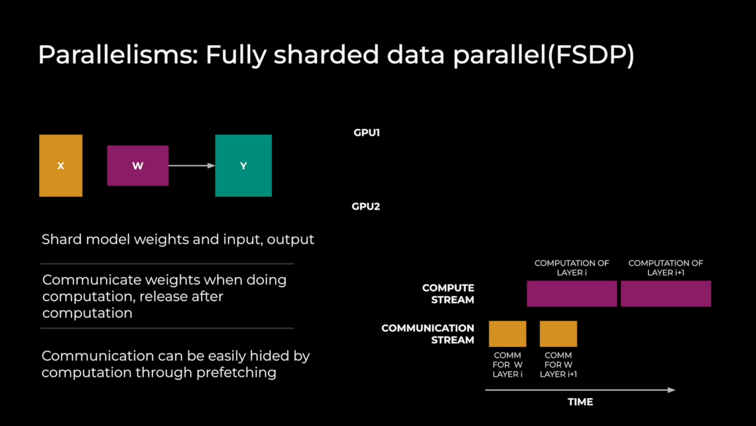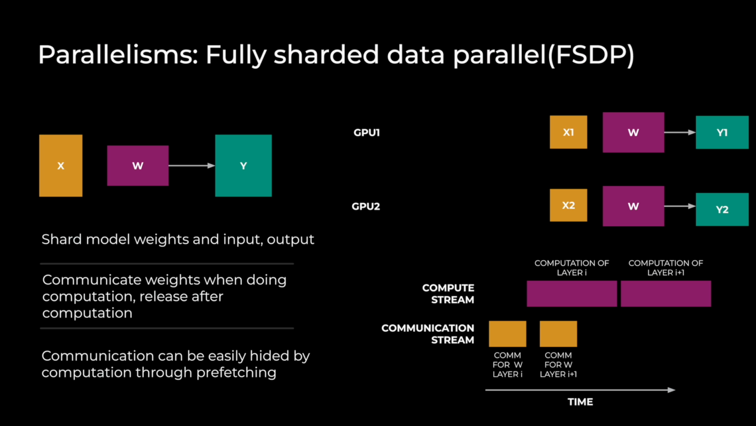Suppose we have a matrix multiplication with inputs X, weight matrix W, and output Y. And we have two GPUs. FSDP will split the weight matrix into two shards, W1 and W2, and put the two shards onto two GPUs. Then, before the computation of the matrix, we will need to first gather all the weights from all GPUs. Now we have the complete weight on each GPU. We also need to shard the input X and get the corresponding output Y.